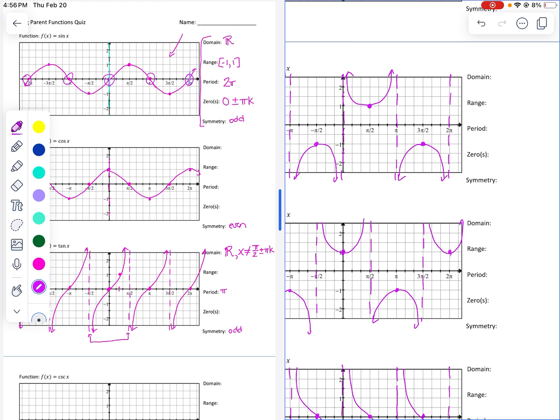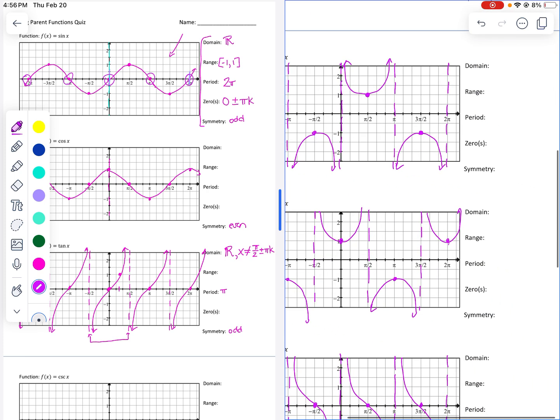Cosecant and secant do not have a full range of -infinity to infinity. We do the lower u is -infinity to -1, and the upper u is 1 to infinity. We must also do our domain where we leave out the asymptotes. So this one has an asymptote at 0, and then every pi after that, so pi k.